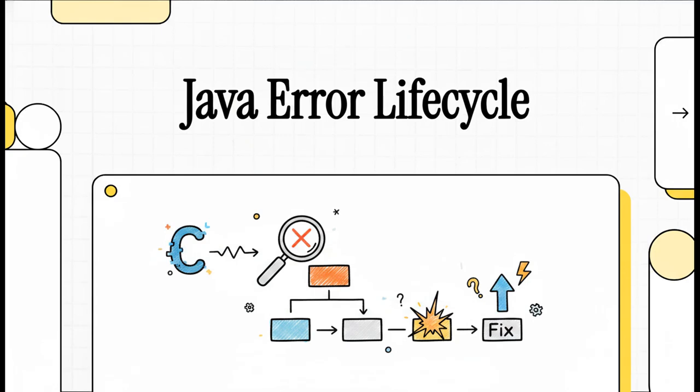Welcome to today's Explainer. We're jumping straight into something every single one of us has dealt with, the Java error lifecycle. If you've ever spent hours staring at a screen, completely baffled by a sudden failure in your application, well, you are in exactly the right place. Today, we're tracking the journey of a bug, mapping out exactly how and why Java applications fail, literally from the very first line of code you write all the way through to execution.